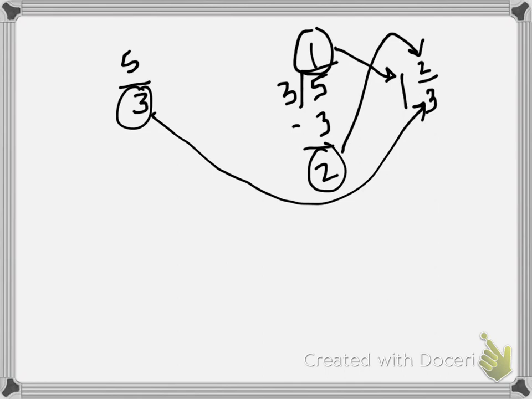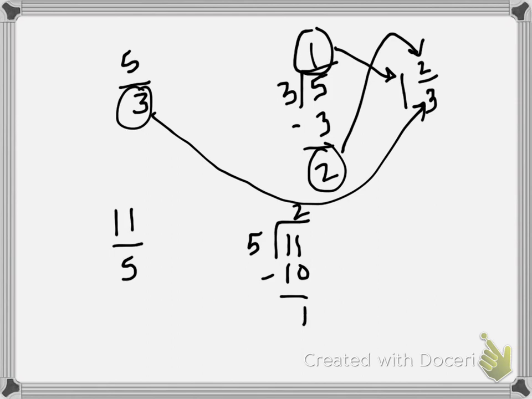So let's do one more. Let's say we have something like 11 over 5. We're going to do the same thing. We're going to divide the top by the bottom. So 5 goes into 11 2 times, since 2 times 5 is 10. That's the closest we can get without going over. 11 minus 10 is 1.